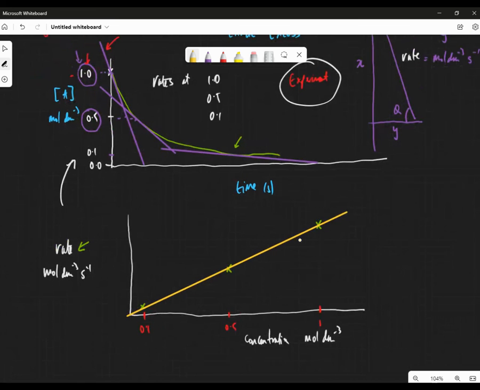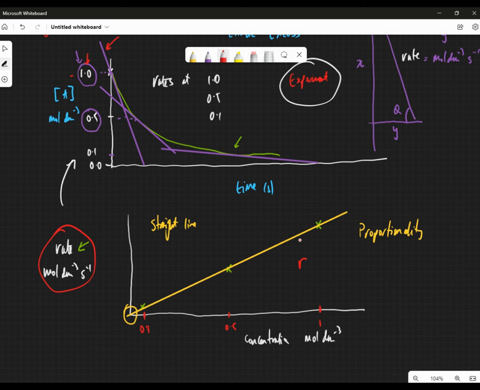Now, obviously, I have a straight line graph. This is a straight line, and it goes through the origin. So a graph like this is known as a proportionality graph. There's a proportionality present. Now what does that mean? It means, looking at this, the rate is directly proportional to the concentration. And if you remember, I should have mentioned this earlier, it's the concentration of A, isn't it? So rate is proportional to the concentration of A.